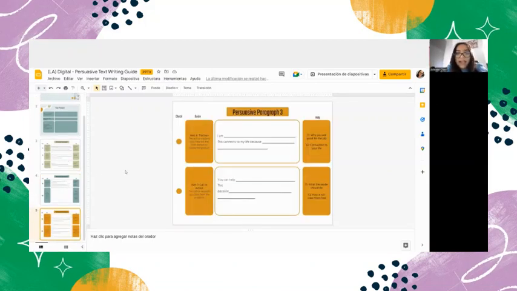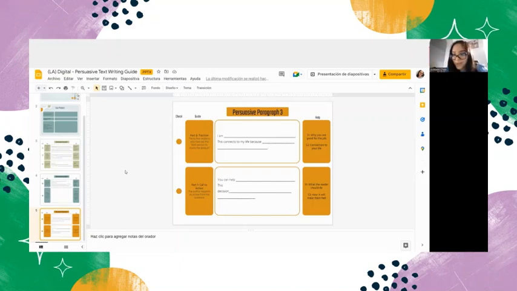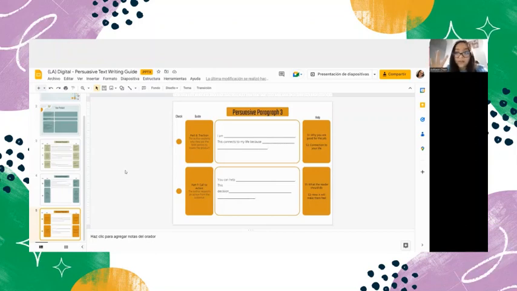Last but not least, you're going to do your paragraph number 3, which starts with the part 6, which is attraction. It says, the author explains why they are the best person to create the product. You have to sell yourself. Then, to use some help, you have your sentence number 1, which is why you are good for the job. And the second one is the connection to your life.